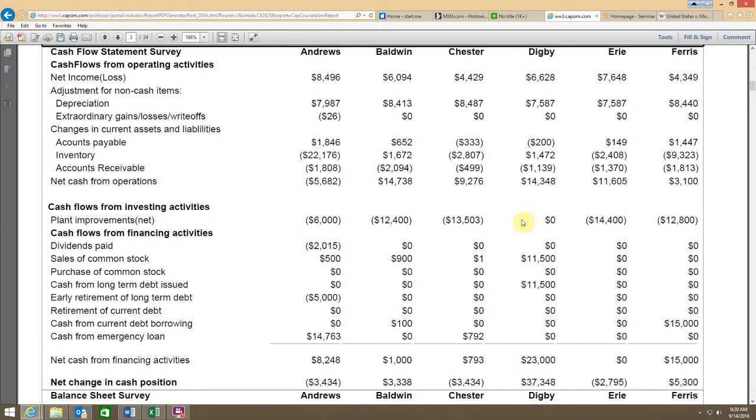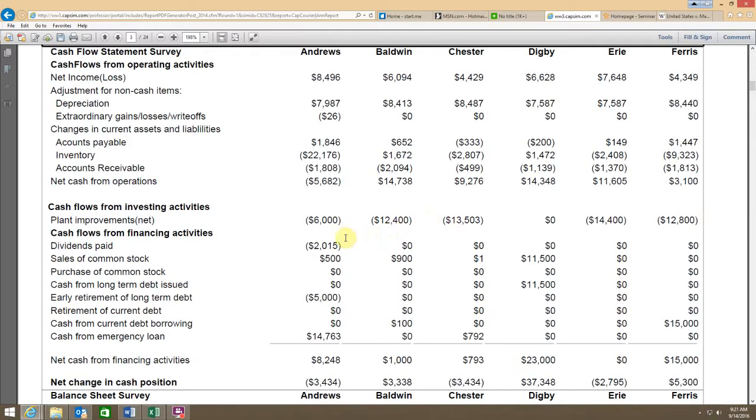We see net from operations. Always look at this. I always want to know what the competitors are doing and to what degree they are doing it. So again, we see a high of 14.4 million that Erie spent. Didn't affect their depreciation. That's just interesting. I think I know why. And Chester, Baldwin, Ferris, each of those three spent a decent amount of money. Digby, not so much. Andrews, about half what these other teams did.